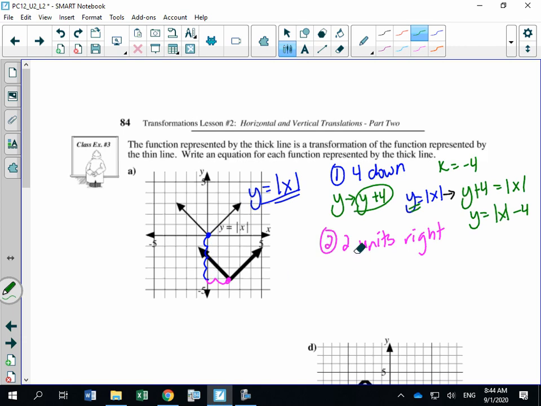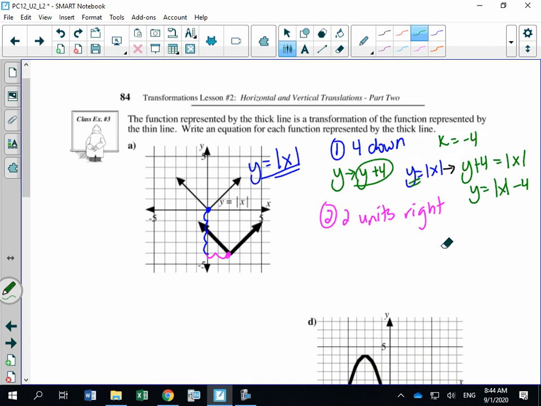Okay, now we have to take care of 2 units to the right. So 2 units to the right, we know that they want h to be equal to 2. That is an x replacement. And what are we replacing x with to go 2 units right? Do you think I'm going to write down x plus 2 or x minus 2? Hopefully everybody says x minus 2 is the replacement.